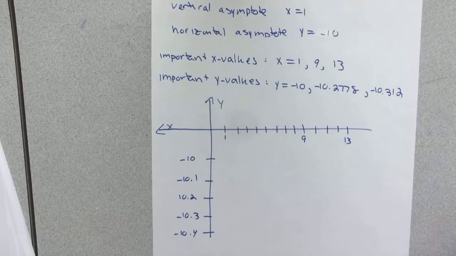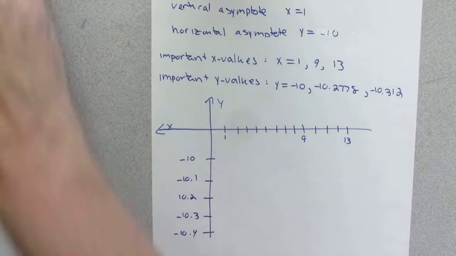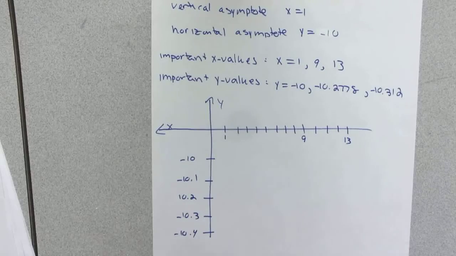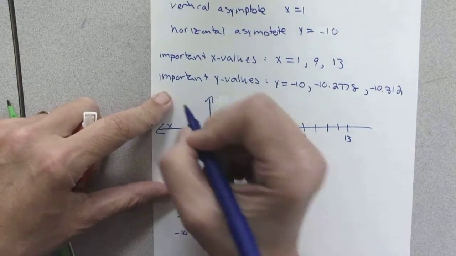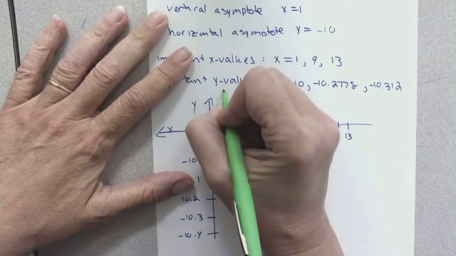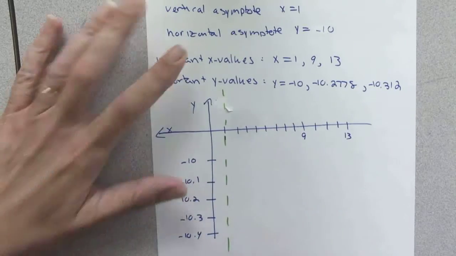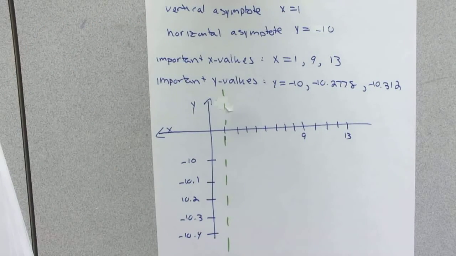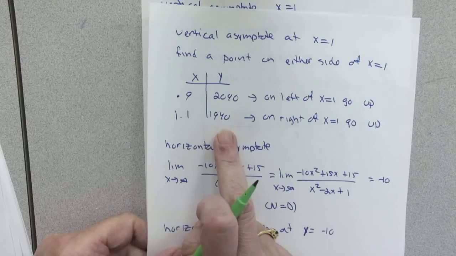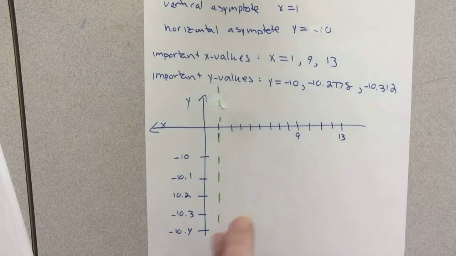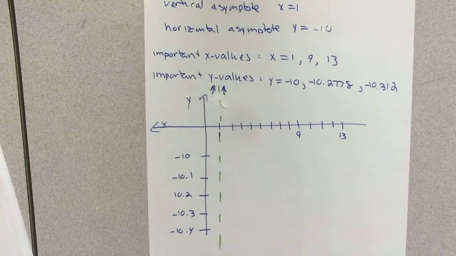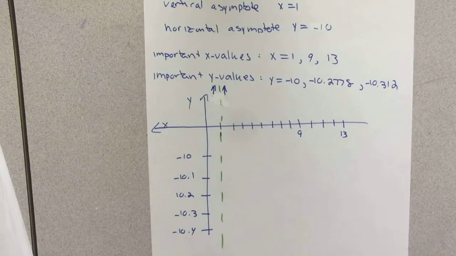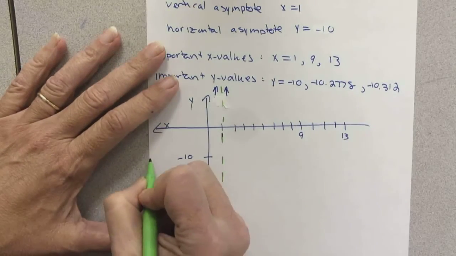Now let's plot what we know. We know that we have a vertical asymptote at x equals 1. And I'm going to plot that, just because I can, in green. There's my vertical asymptote. And when we found the vertical asymptote, we said that we were going to go up on either side. So on my vertical asymptote, since I know I'm going to go up on either side, I'm going to put that information in there. We have a horizontal asymptote at -10.